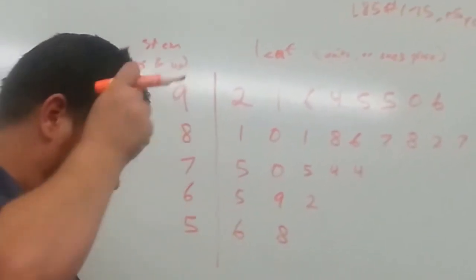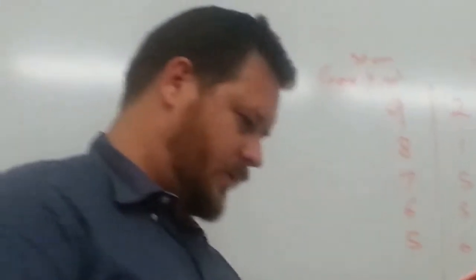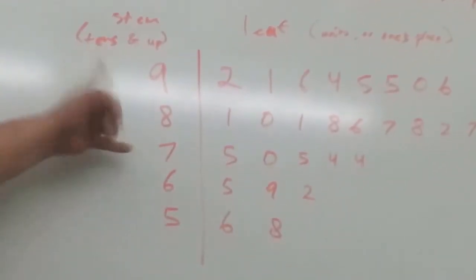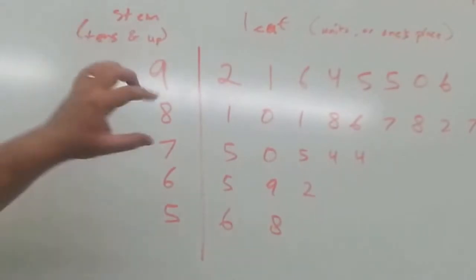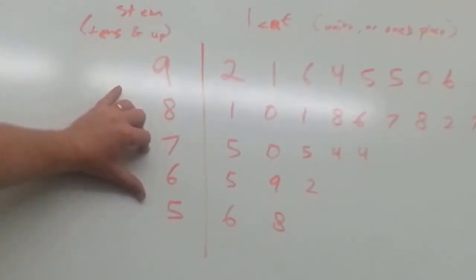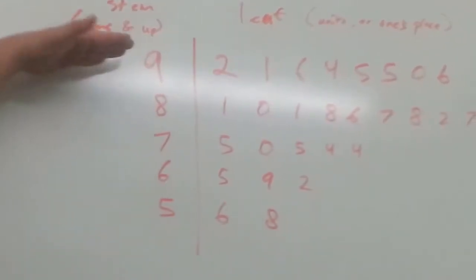Now, notice, I want to put it the other way. This book does it with the lowest first. It goes 5, 6, 7, 8, 9 here. I've seen it this way also, but the stems do need to be in order. Which order is not as important, but they do need to be in order. I did it as 9, 8, 7, 6, 5, but the book did it as 5, 6, 7, 8, 9.